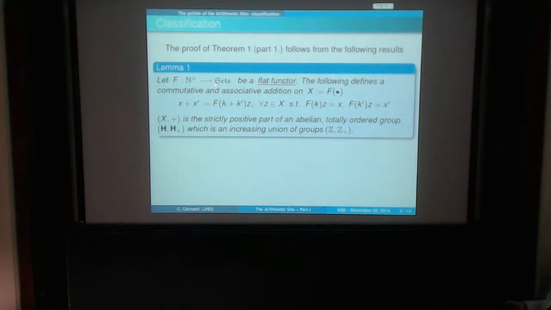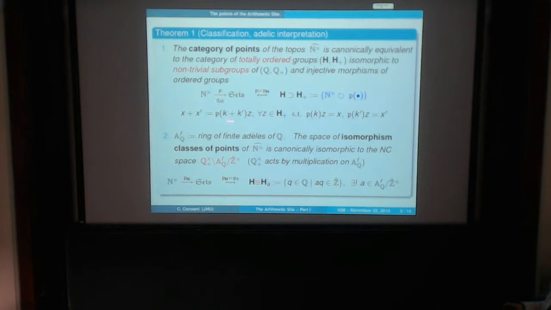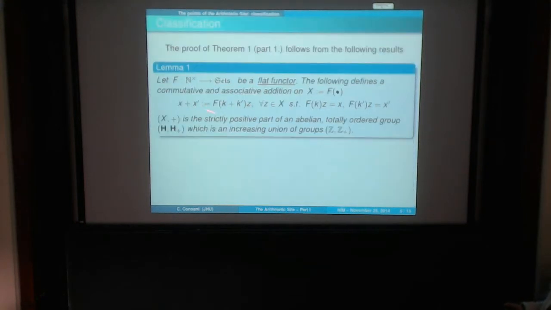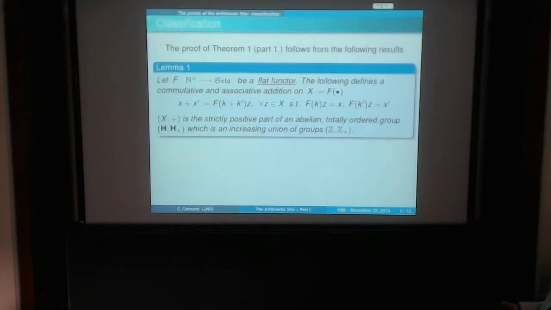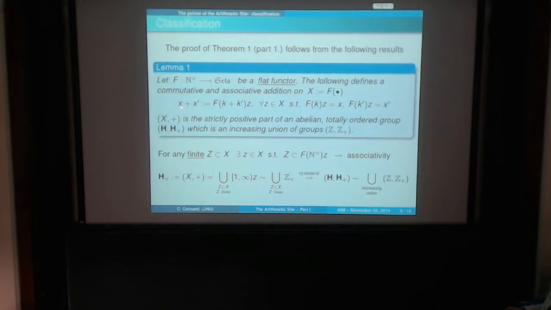So the first lemma says, suppose that I have a flat functor, like in the case of a point. The following defines a commutative and associative addition on X. So I want to introduce this definition, which is given in the form that you see here when a capital F is substituted by script P. And X, together with the addition described here, is the strictly positive part of an abelian totally ordered group, H plus, which is an increasing union of groups ZZ plus. So let's see one hint of the proof. For example, one could focus on the well-posedness of the definition.